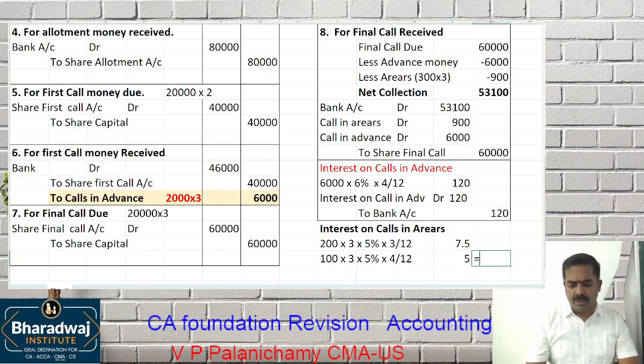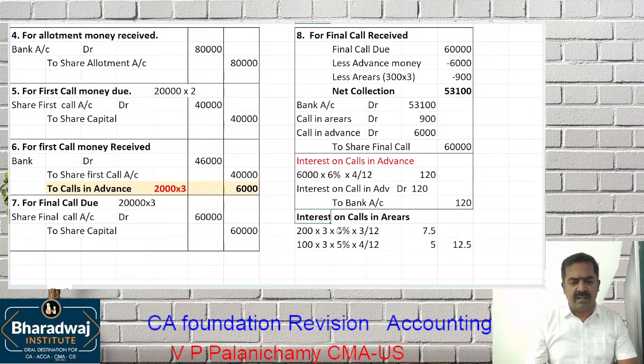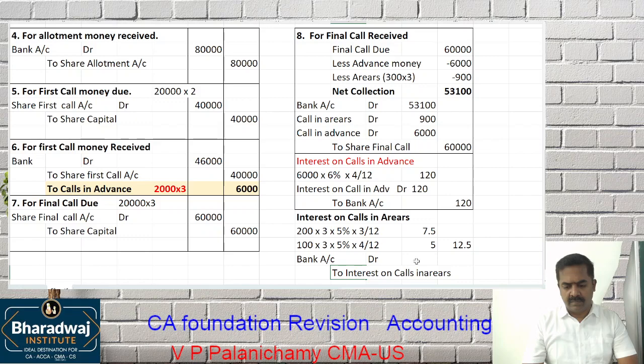So totally how much you have to collect? Since it is specified, ignore the dates. What is the entry you will pass?